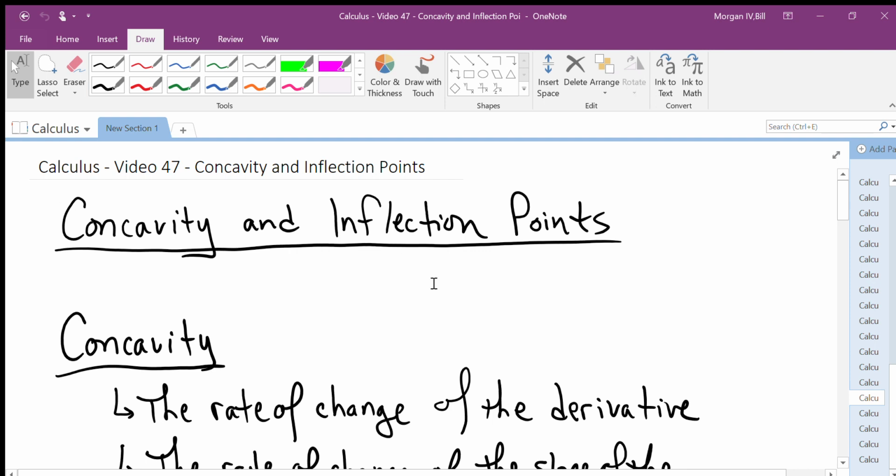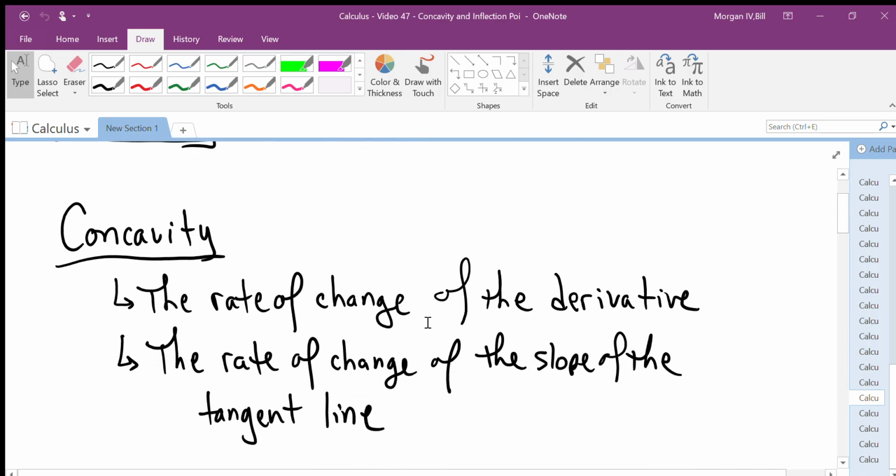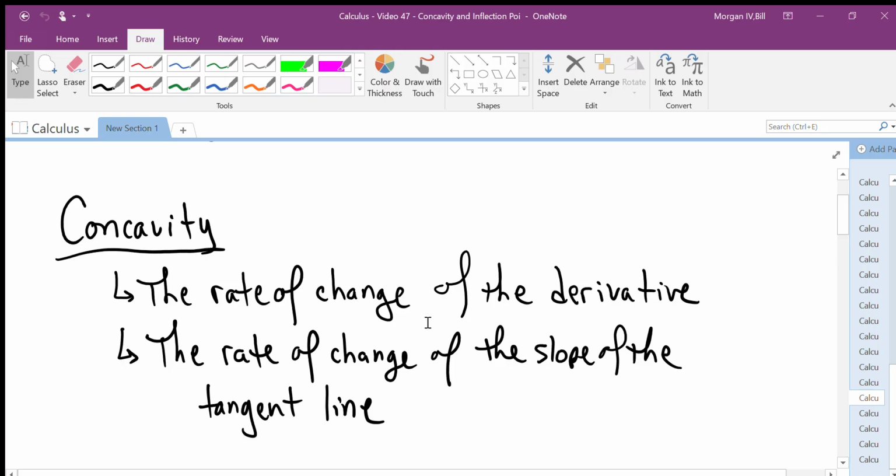Calculus, video 47, concavity and inflection points. Okay, so concavity, its definition is the rate of change of the derivative. Or another way to think about that is the rate of change of the slope of the tangent line.